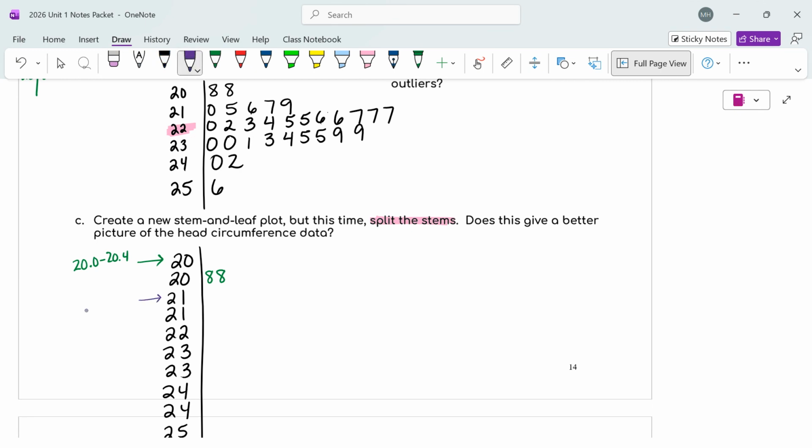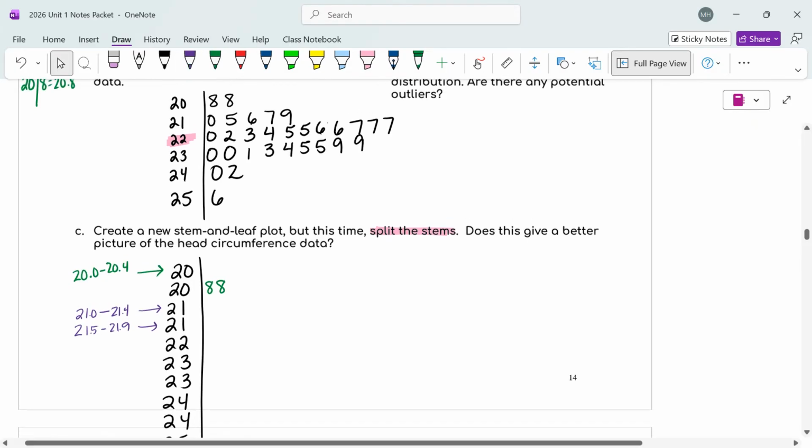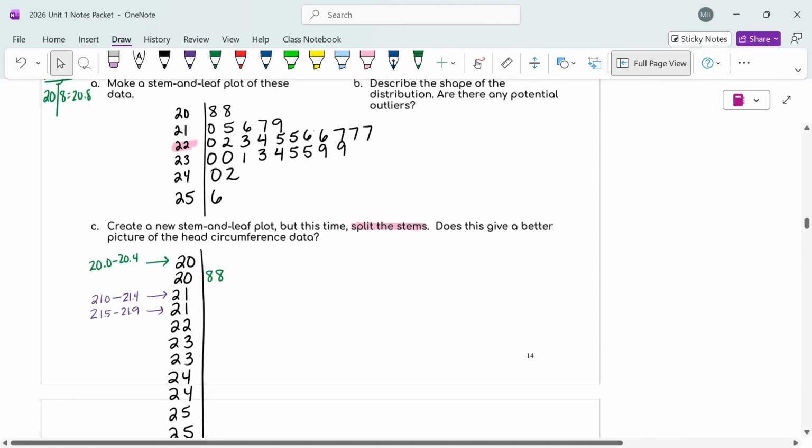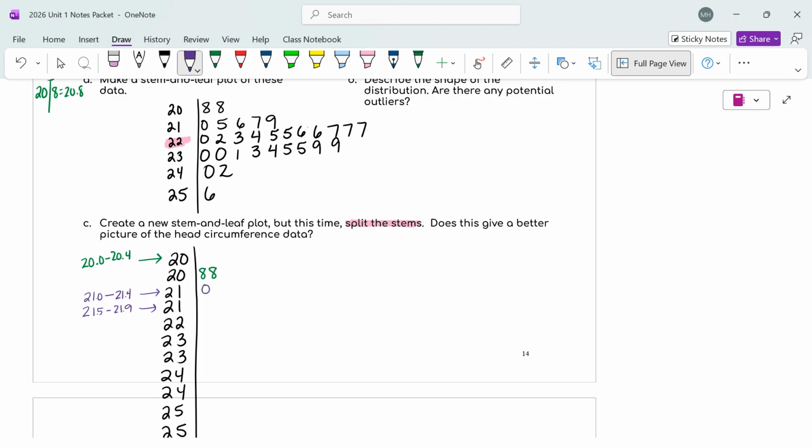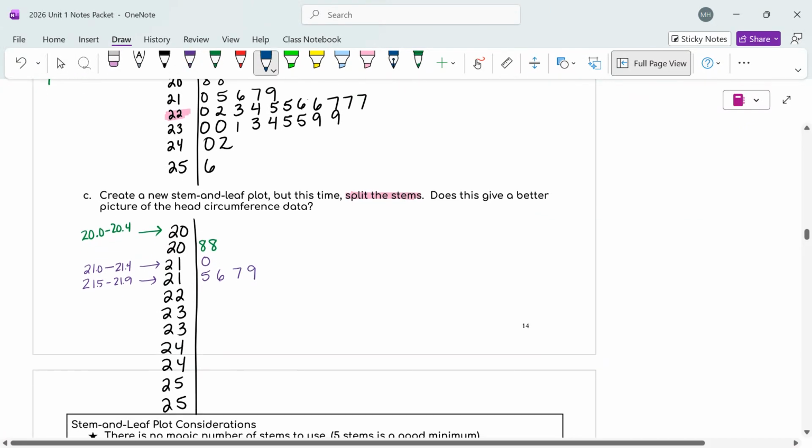In this first line, if any data falls from 21.0 to 21.4, I'll put it in the first line. If it falls from 21.5 to 21.9, I'll put it in the second line. And I'll continue with my stems for the rest of the data in a similar manner. So in the first line, I've got 21.0, and that's it. Then I'll have a 5, 6, 7, and a 9. I'm only using different colors right now just to show the differences in the numbers.